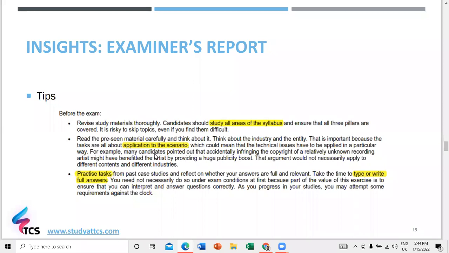So whilst going through the pre-seen analysis, you need to figure out how you can apply the information which appears in the pre-seen to the company. That's why you need to go through the annotated pre-seen which I've carried out. If you go through that, then this is sorted. You need not worry about how you are supposed to apply knowledge which is brought from the pre-seen in your answers.